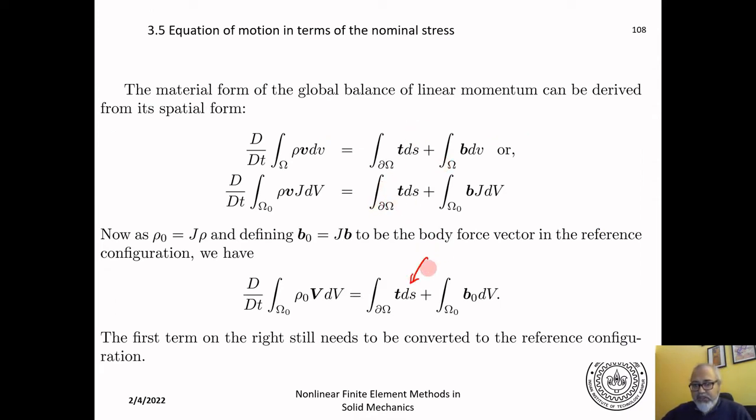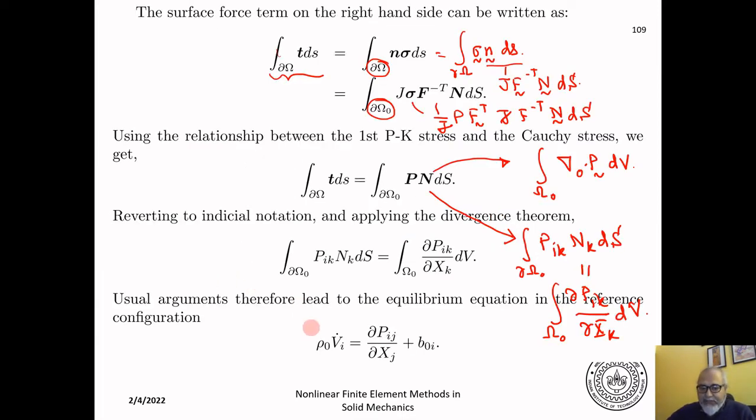So everything is over Ω0 and dV. Therefore, we can now apply the localization theorem in exactly the same way as we had done in the case of the spatial coordinates, and this is the equilibrium equation that we will end up with.